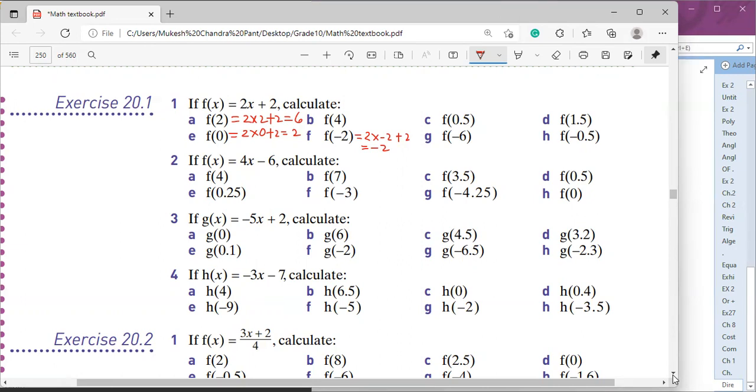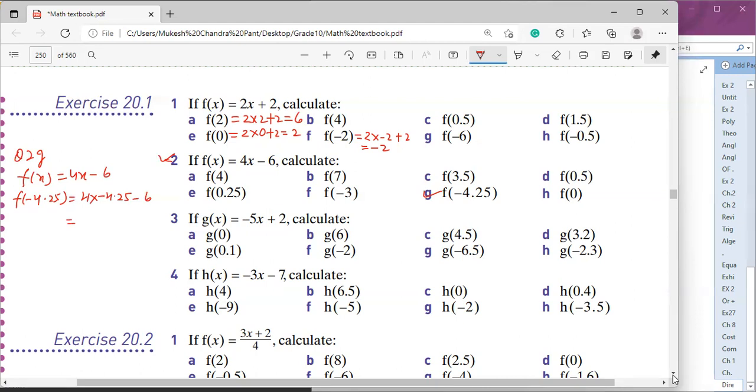For example, I'm taking question number 2, G part. I will solve this question number 2G over here. See, f(x) equals 4x minus 6. So we have to find out f(-4.25). So how will I do? 4 times, replace x by minus 4.25, minus 6. Okay, and solve it then.